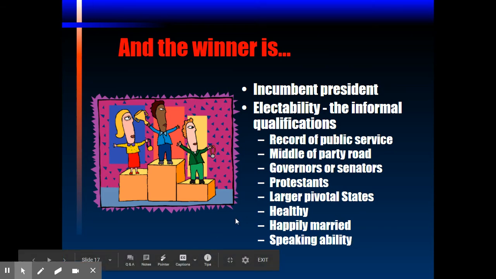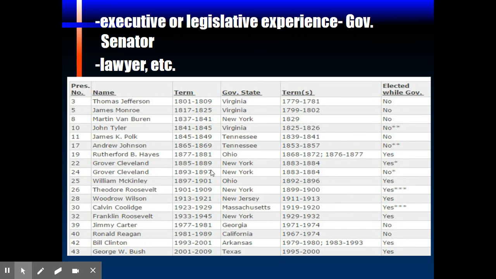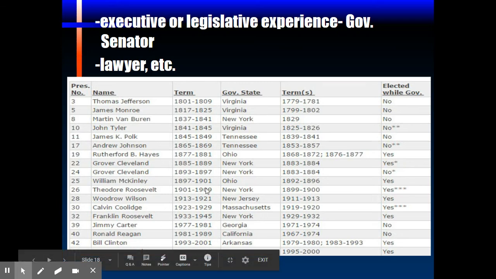Like Ronald Reagan was known as a great communicator. Obama was known for having very good speaking skills. George W. Bush, not so much. Remember, he was known as just horrible at giving speeches, but really good at one-on-one. But most of them do have that speaking ability or stage presence. All right, so this is just a list of presidents that were governors.